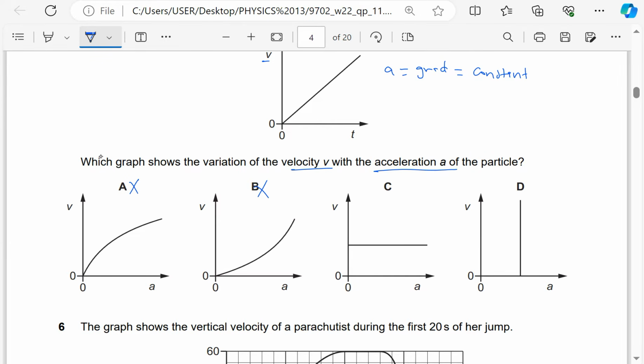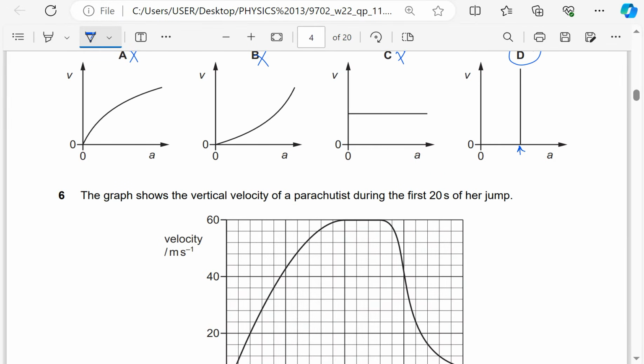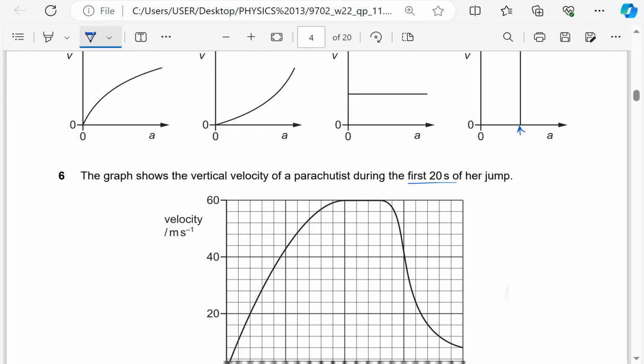This one is not correct either. This one means the velocity is constant, but not the acceleration. So this one means that as the velocity increases, the acceleration is constant. So the answer is D. The acceleration should be constant because the acceleration is the gradient. So this means the value of a remains at the same value when v increases. The graph shows the vertical velocity of a parachutist during the first 20 seconds of her jump.